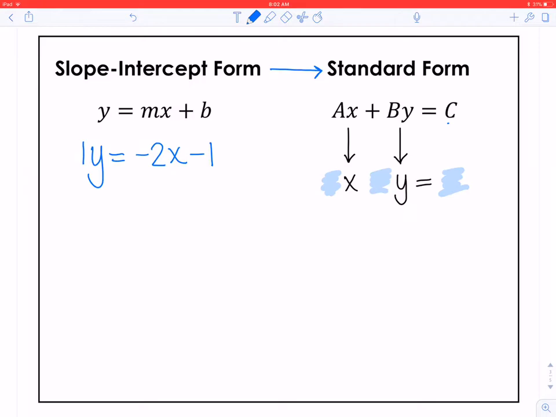But we know that if we are going to be switching sides, then we have to go through an undoing process. I can't just take these numbers and put them where I want them to be. It's not the same equation. We have to keep it balanced.